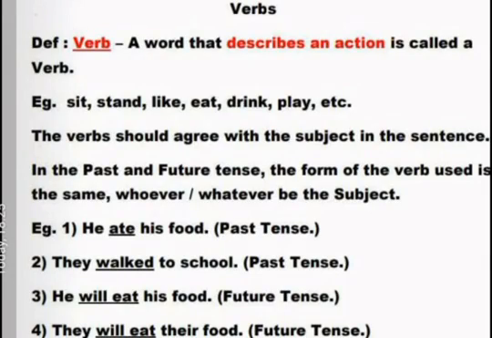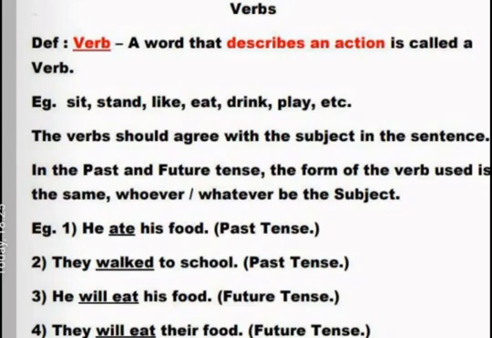Children, if you recall, we had done this topic last week for language study in English literature. Today, we will do this topic a little more in detail. A word that describes an action is called a verb. For example, sit, stand, like, eat, drink, play, etc. The verbs should agree with the subject in the sentence.